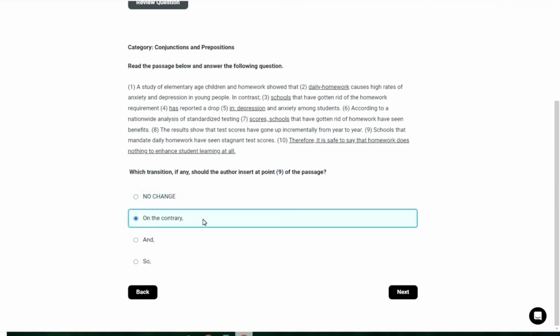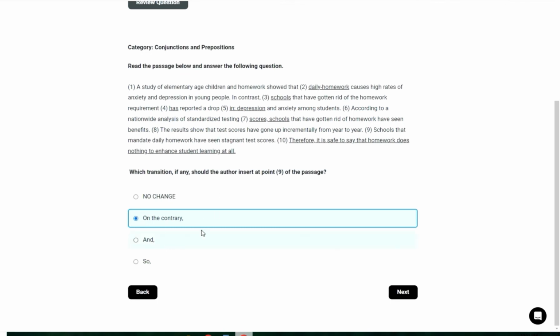B, "on the contrary," would be the best choice, the one that I chose, because "on the contrary" just means contrasting. "On the other hand" is a similar phrase. So, on the contrary to that, schools that mandate daily homework have seen stagnant test scores. It's supporting it because it's saying, on the other side, having the homework makes it worse, or in this case, it stays the same.